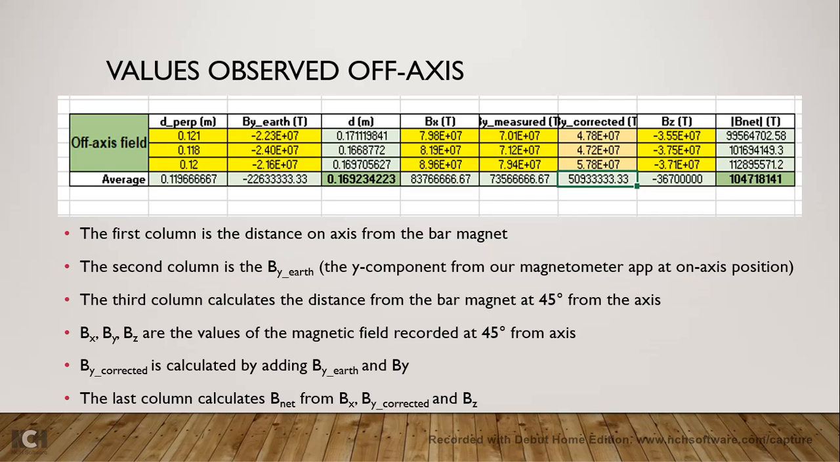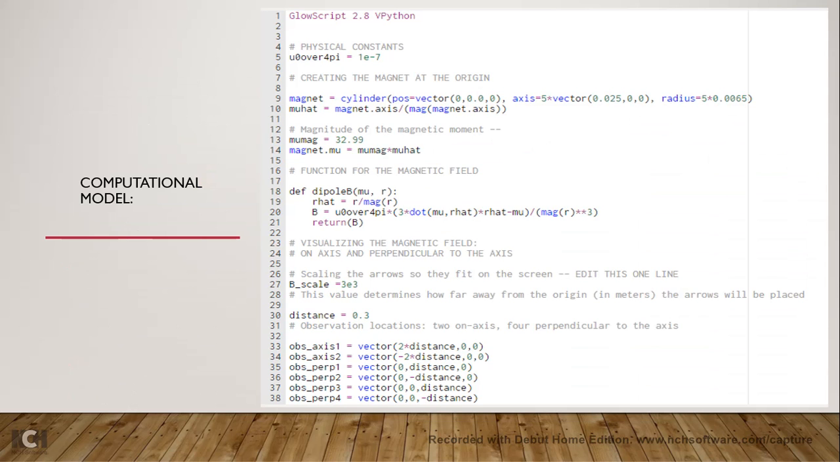Here are the values of the off-axis. In the first column is the distance on-axis for the bar magnet. The second column represents the By earth, so the y component from our magnetometer at the on-axis position. The third column calculates the distance from the bar magnet at 45 degrees from the axis. Bx, By, and Bz are the values of the magnetic field recorded at 45 degrees from axis. By corrected is calculated by adding By earth and By. And the last column calculates B net from Bx, By corrected, and Bz.